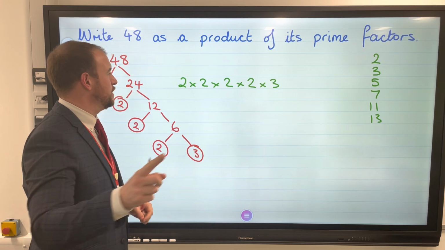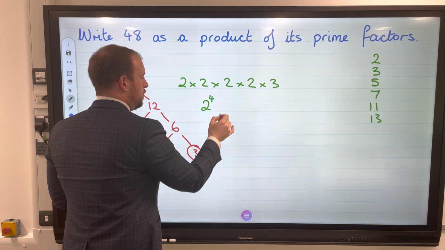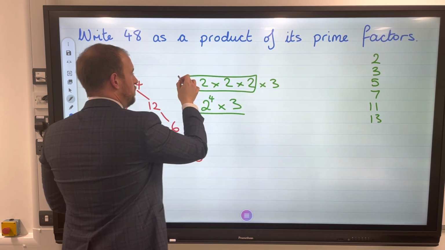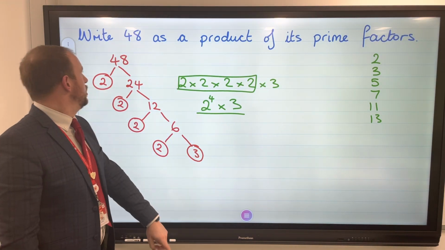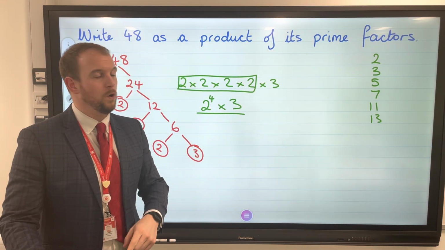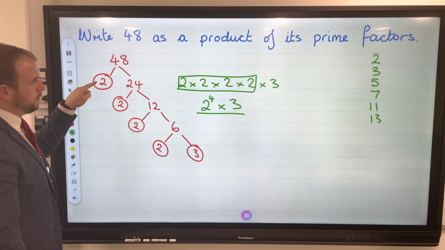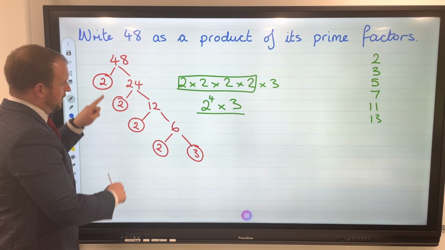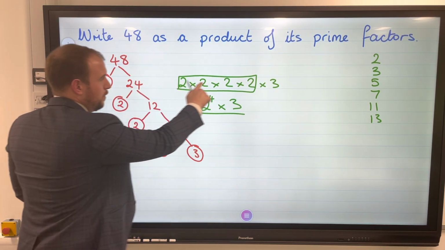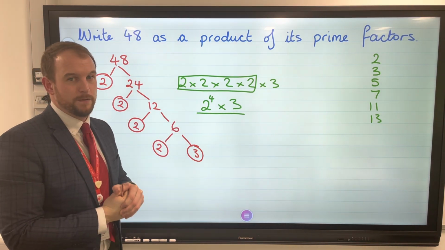But as I said, index form. We have four 2's, so we have 2 to the power of 4 times 3. I've put those together in index form. So to write 48 as a product of its prime factors in index form or index notation, depending on the wording of the question, I've used the smallest prime number going down as the factors, following down the tree until I get to a prime number, write them all out, and then simplify it or write it in index form.